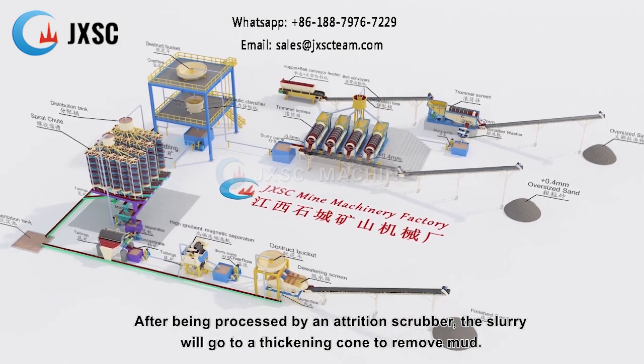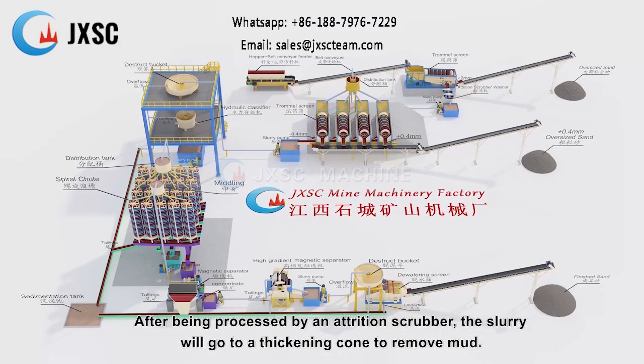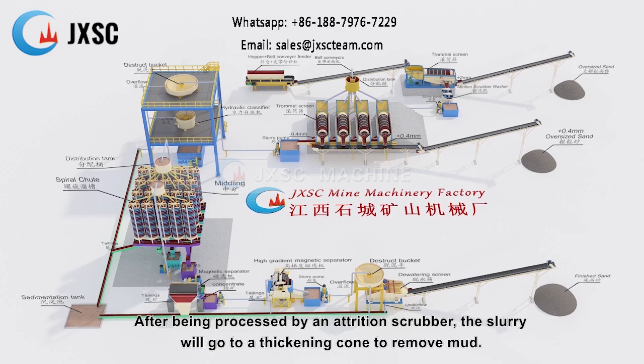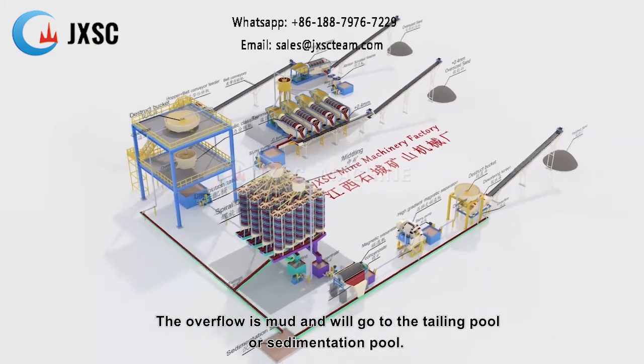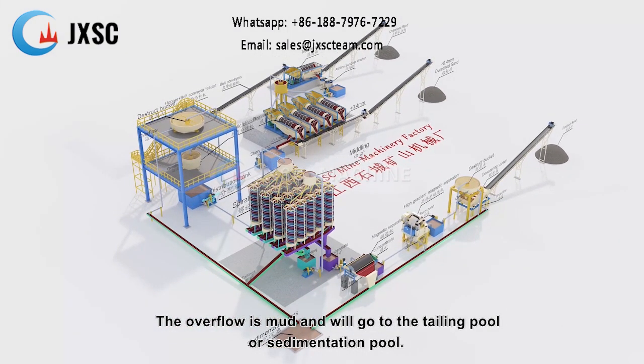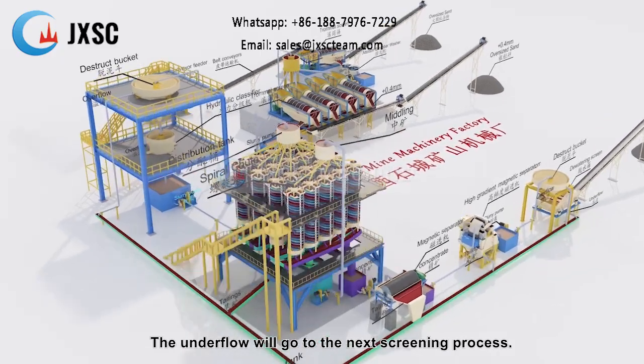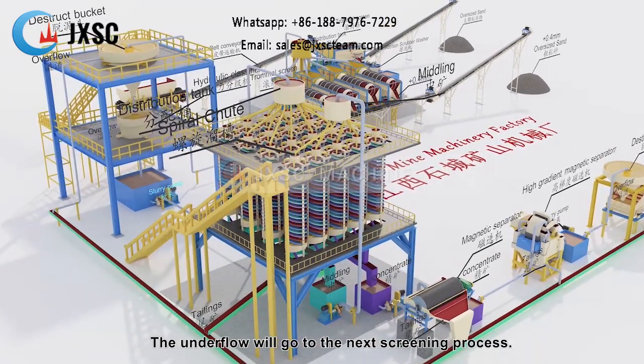After being processed by an attrition scrubber, the slurry will go to a thickening cone to remove mud. The overflow is mud and will go to the tailing pool or sedimentation pool. The underflow will go to the next screening process.